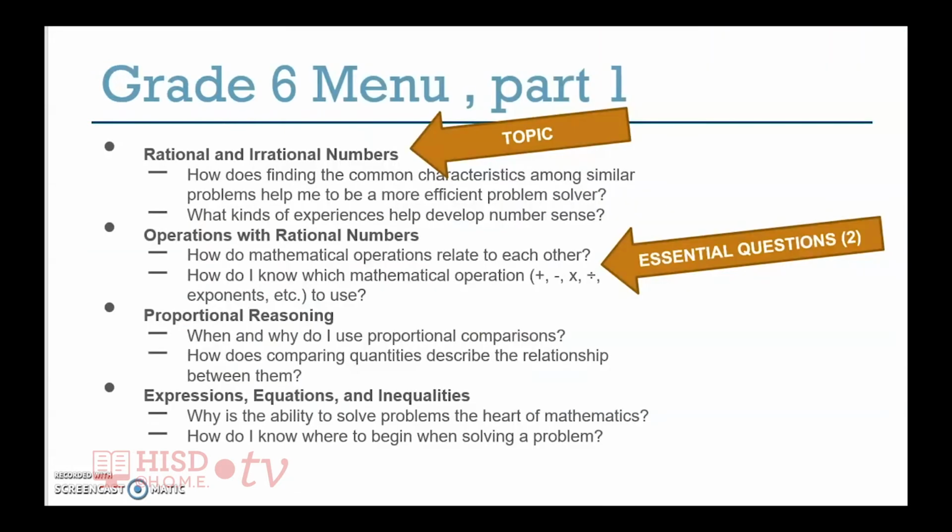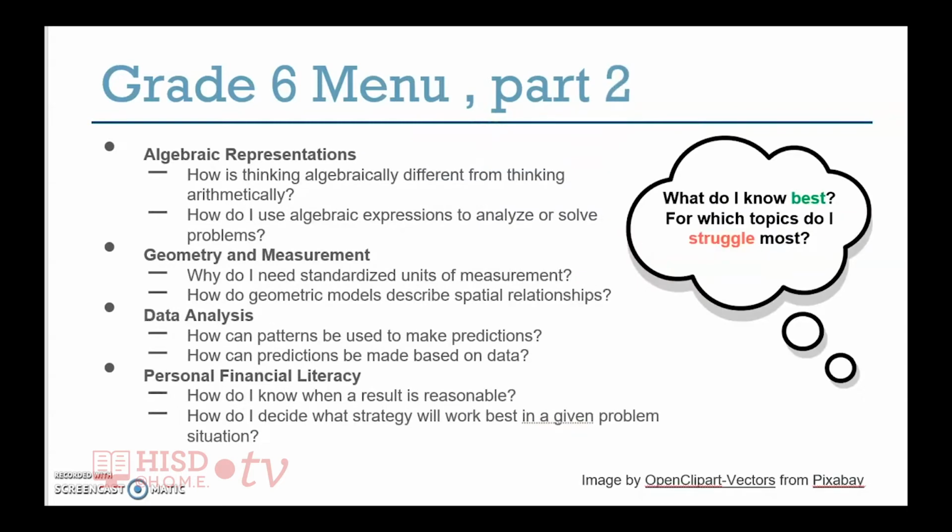Now, the example that I'm showing is from grade 6. So I looked at the grade 6 menu, and remember that it listed out several topics, and this is true at the grade 7 and the grade 8 levels also. Underneath each topic are 2 essential questions that have been listed out. The goal at the beginning of last week was for you to look at all of these topics and determine, what do you know best, and which topics do you still struggle on the most? We asked you to rank each of these topics on a confidence line.